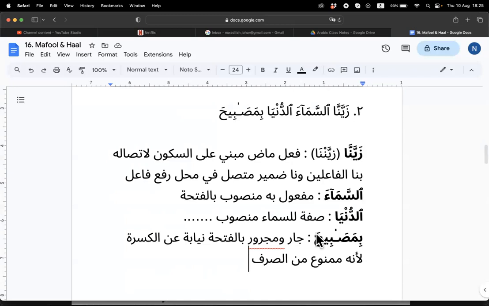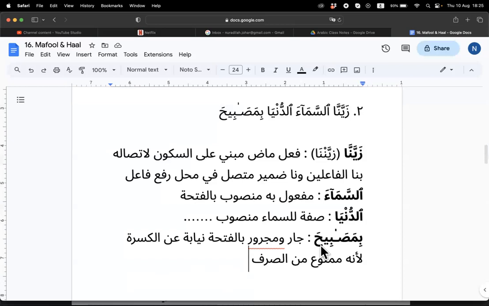All right, so there is one reason or two reasons for it to become mamnu min as-Sarf. Do you remember that? One reason or two reasons. So just now was one. Bimasobiha, mamnu minas sarf. Masabiha and masajidu are super plural patterns, so it's only one reason. Whenever you see a word in this pattern, automatically it's mamnu min as-Sarf.